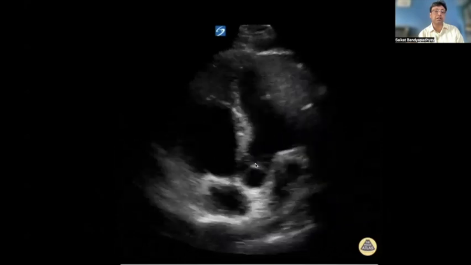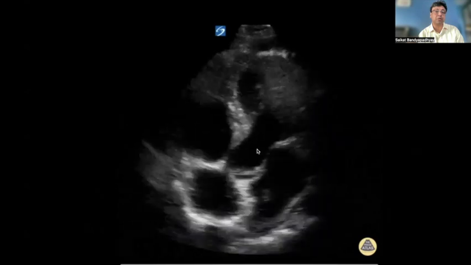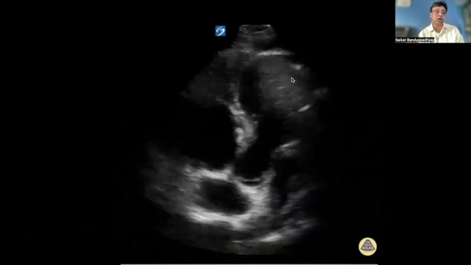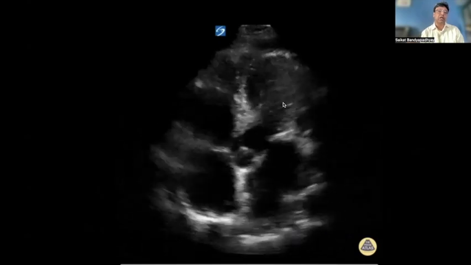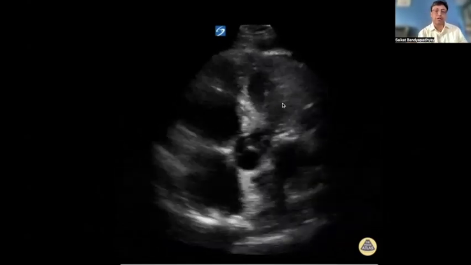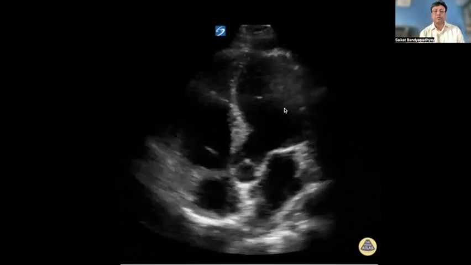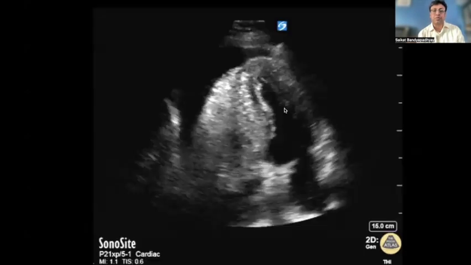This is LVOT, and this is aortic valve. So you can put a pulse wave Doppler over here to get a LVOT VTI, or a continuous wave Doppler across the aortic valve and the ascending aorta to get a continuous wave Doppler profile of the aortic valve. So let's move on to the next.